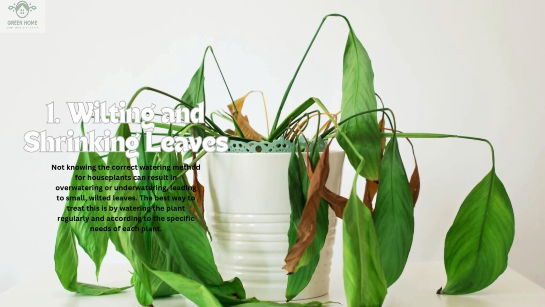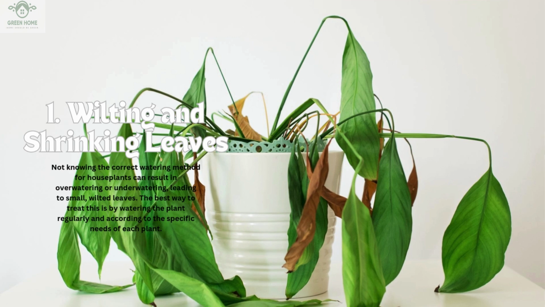2. Wilting and shrinking leaves. Not knowing the correct watering method for houseplants can result in overwatering or underwatering, leading to small, wilted leaves. The best way to treat this is by watering the plant regularly and according to the specific needs of each plant.